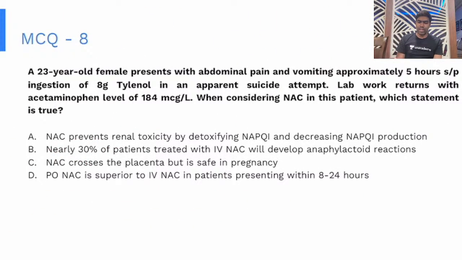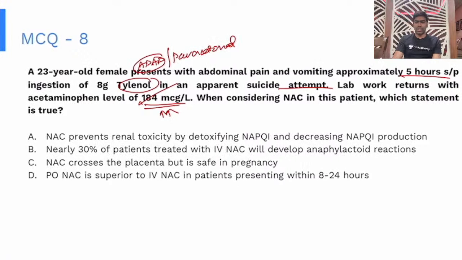So you have a 23-year-old female presenting with abdominal pain and vomiting approximately 5 hours after ingestion of Tylenol, that is nothing but acetaminophen, or otherwise we call it paracetamol, in an apparent suicidal attempt. Lab work returns with an acetaminophen level of approximately 184 micrograms per liter. Definitely anything more than 40, we're going to take as very significant, but nevertheless it's elevated. That's what you need to know. So when considering N-acetylcysteine in this patient, which statement is true?